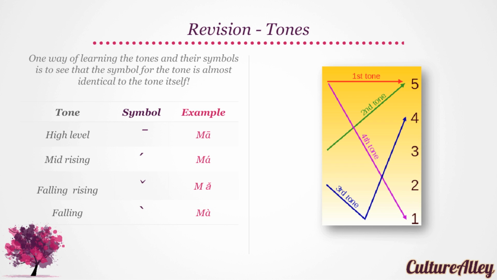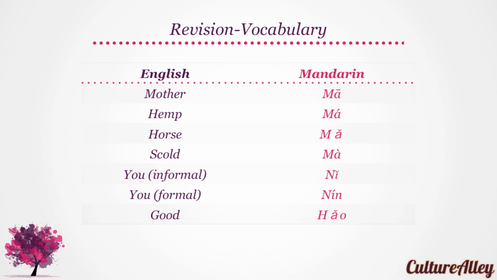Great! Now let's take a look at the vocabulary we've learned so far. We will cover the various forms of ma and also the vocabulary for saying hello. Let's begin. Mother translates to ma, and hemp translates to ma. Horse translates to ma, and scold translates to ma.